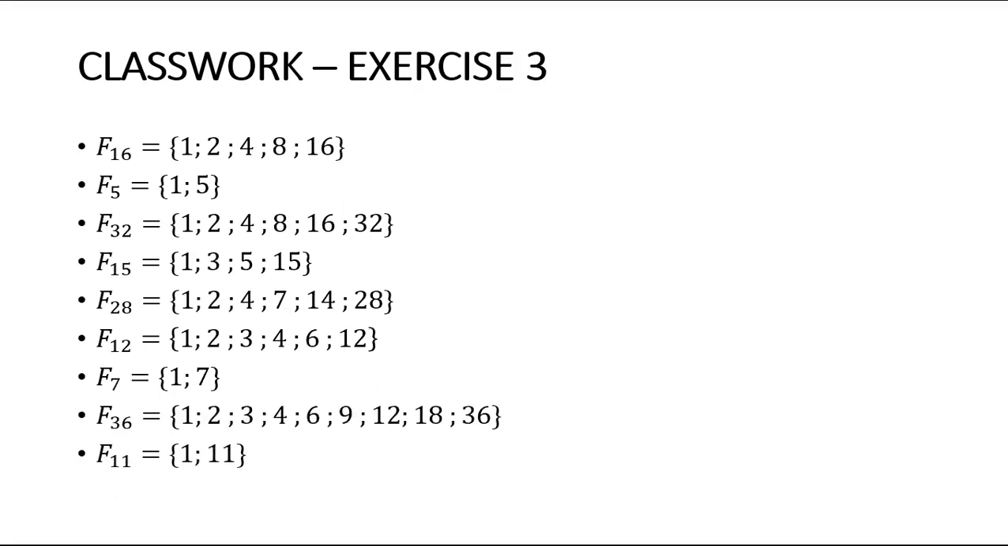I want you to pay attention to the factors of 5, the factors of 7, as well as the factors of 11. You'll notice that for 5, 7, and 11, they only have two factors, which is the number itself and 1. Such numbers we call prime numbers. A prime number has only two factors, 1 and itself, okay?